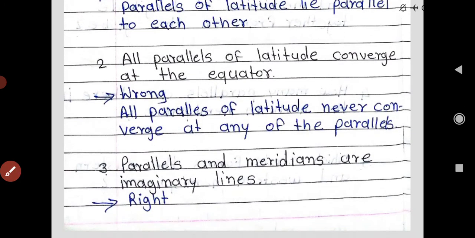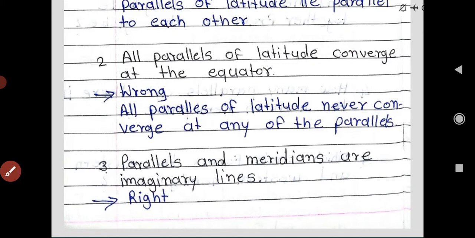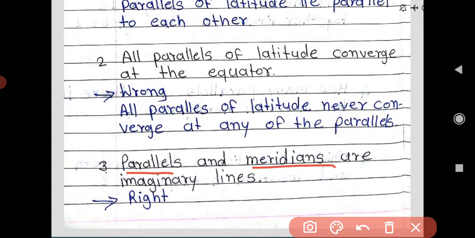Second, all parallels of latitude converge at the equator. This is also wrong. The correct one is, all parallels of latitude never converge at any point. Third, parallels and meridians are imaginary lines, that is right.